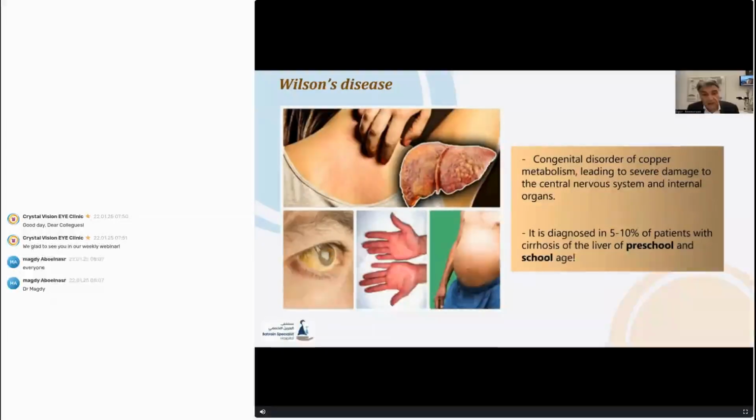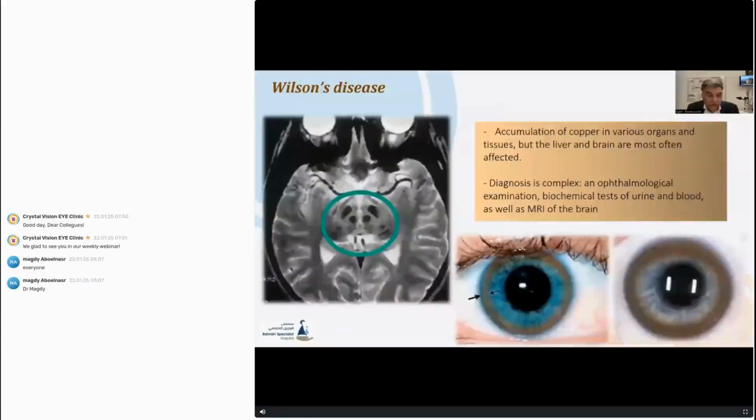They are diagnosed in 5–10% of patients with cirrhosis of the liver, in preschool and school-age children. On this slide, we show you different changes in Wilson's disease, accumulation of copper in various organs and tissues. It occurs, but most often the liver and the brain are affected. The diagnosis is comprehensive. As a rule, ophthalmological examinations, biochemical tests of urine and blood, as well as MRI of the brain are prescribed.